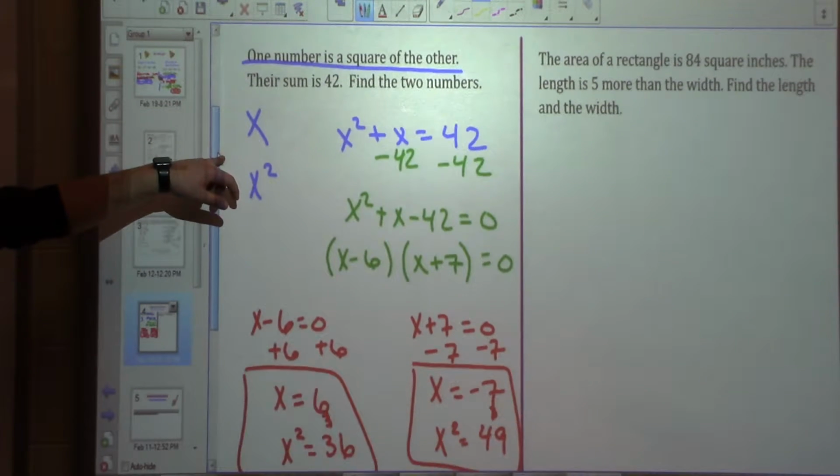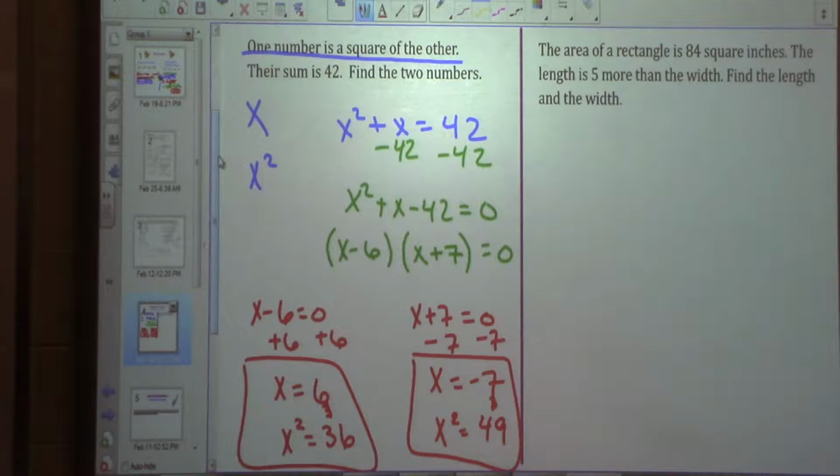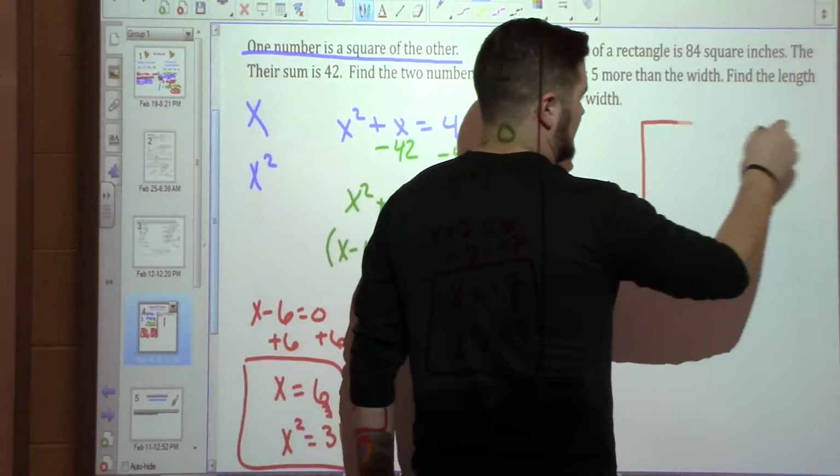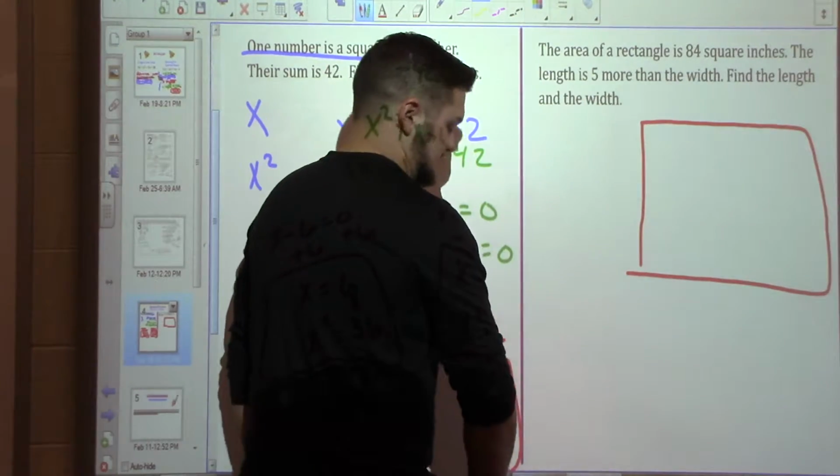Alright. The area of a rectangle is 84 square inches. The length is 5 more than the width. Find the length and the width. I think there's actually a square drawn on yours, right? Or a rectangle, I should say.